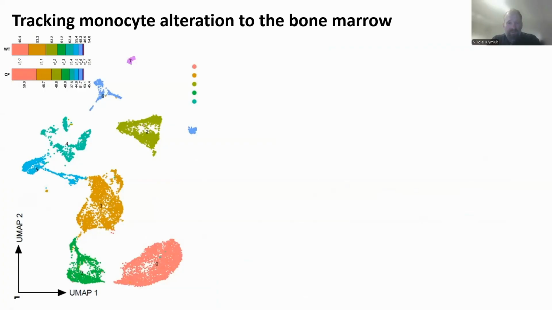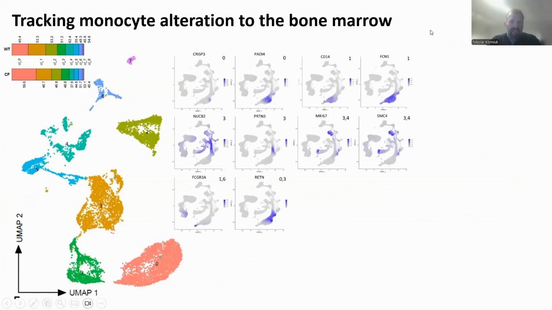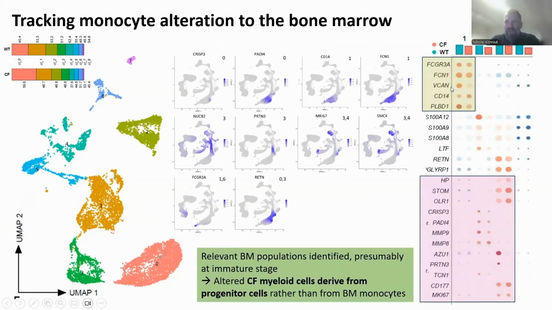We recapitulated this also in the bone marrow. When performing single-cell RNA-seq in bone marrow of newborn pigs, we for sure faced a quite immature picture of bone marrow populations. Still, we were able to correlate major clusters to established populations, and we identified cluster 1 as bone marrow-derived monocytes upon their classical pattern, but identified their progenitors as the source of these granulocytic proteins like ASU1, PRTN3, HP, and so on and so forth. So giving evidence that in CF we see emergency myelopoiesis creating these granulocytic myeloid cells.